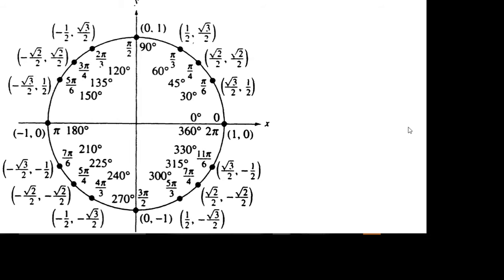The sign. Look at 4 pi over 3. Negative 1/2 and negative root 3/2. Okay, and look at 5 pi over 3. 1/2 and negative root 3/2. So you notice that all of the pi over 3's have exactly the same two numbers. The only thing that changes is the sign. Right? Look at pi over 6.